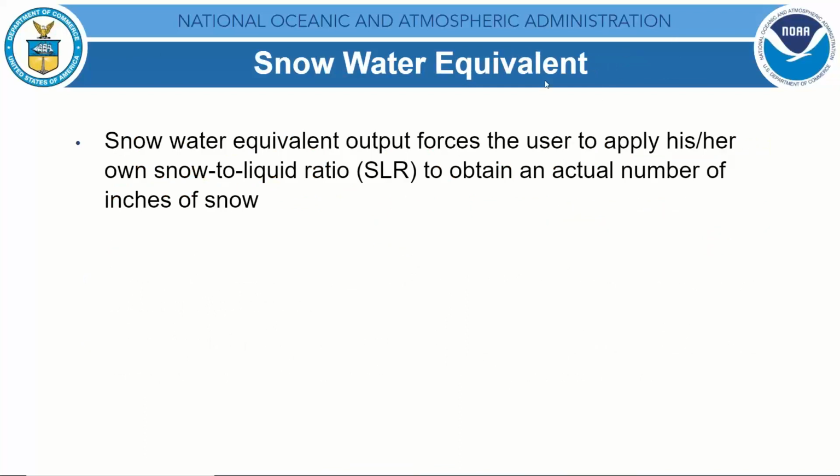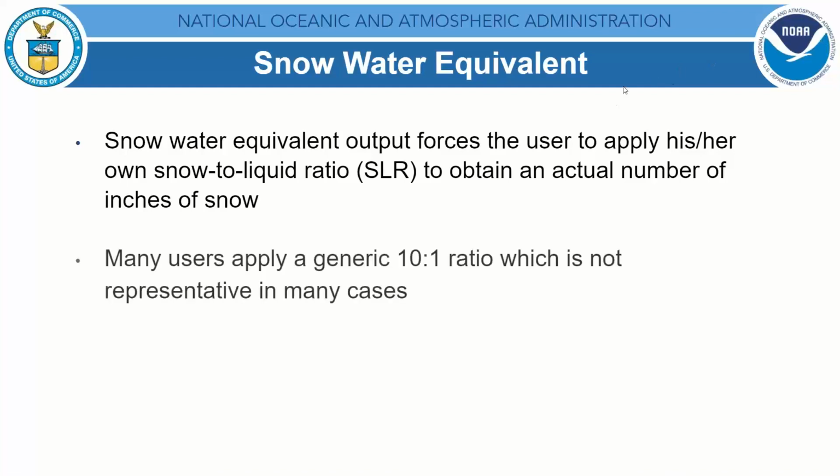So let's talk about these first 2 bullet points as we begin. And let's talk about snow to liquid ratio. So the snow water equivalent output, and that's what you see, forces the user to apply his or her own SLR to obtain an actual number of inches of snow. Remember, the default is 10-to-1, which isn't always the case. In a heavy wet snow, it can be 5 or 6-to-1. In a light fluffy snow, it can be 15 or even 20-to-1. So you need to take that into account when you're looking at these maps. They just assume a standard 10-to-1.